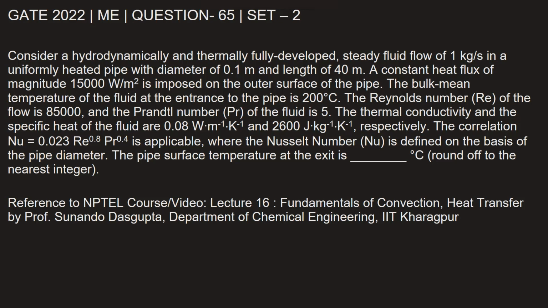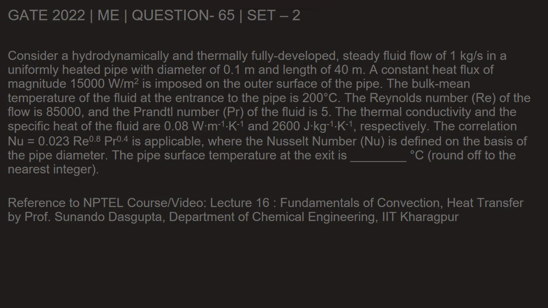The bulk mean temperature of the fluid at the entrance to the pipe is 200 degrees Celsius. The Reynolds number Re of the flow is 85,000 and the Prandtl number Pr of the fluid is 5. The thermal conductivity and specific heat of the fluid are 0.08 watt per meter Kelvin and 2600 joule per kg Kelvin respectively. The correlation, the Nusselt number Nu equals 0.023 Re raised to 0.8 into Pr raised to 0.4, is applicable, where Nusselt number is defined on the basis of the pipe diameter. The pipe surface temperature at the exit is dash degrees Celsius.